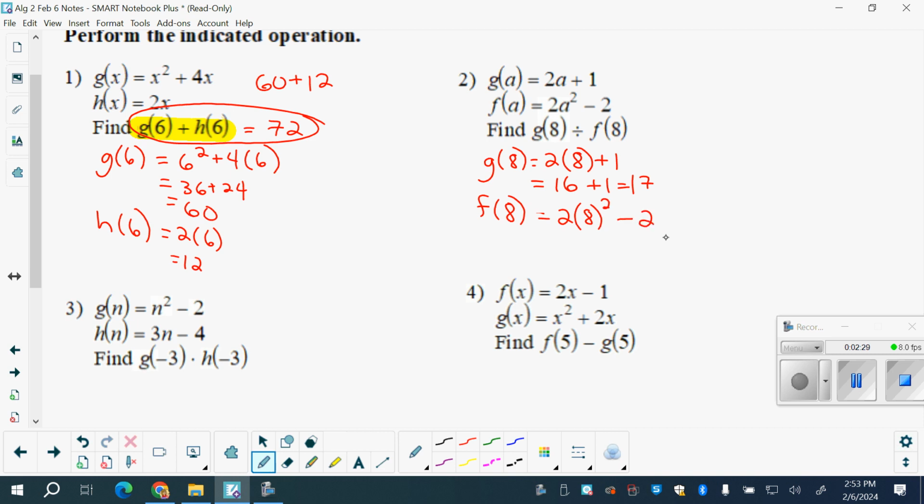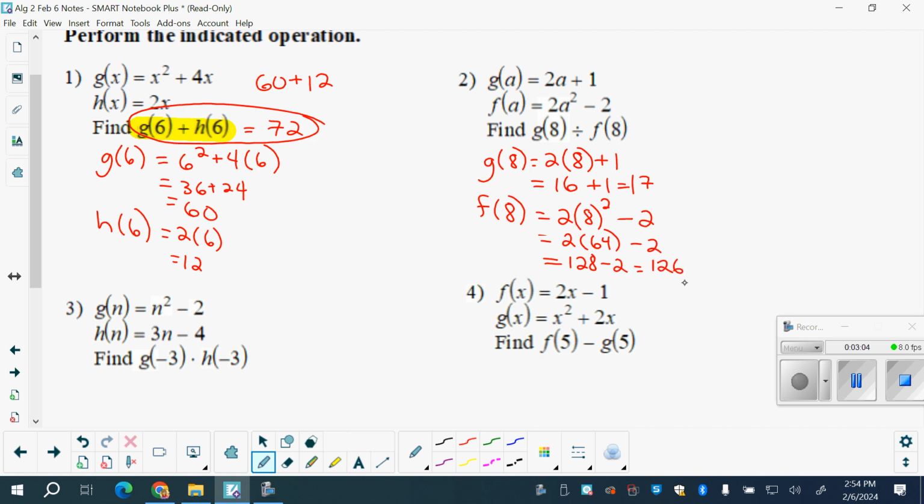So tell me on this, what do I do first? Do I do the multiplication, 2 times 8 first, or do I do the 8 squared first? 8 squared, because PEMDAS, that's right. So PEMDAS is parentheses, exponent, then multiplication and division. So we have to do that exponent, that 8 squared, 64, 2 times 64, minus 2, 128 minus 2, or 126.